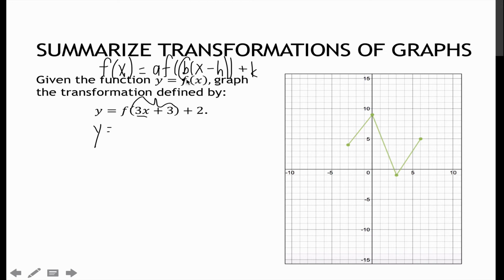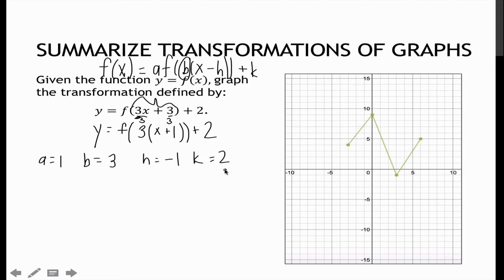So this b value needs to be a value that is factored out of both of the values inside the parentheses. So in this case, I have f, and then I'm going to take a 3 out of everything. So this is 3 times x plus 1. So I've divided this by 3 and divided this by 3 to take the 3 out, and then plus 2. So now my b value is 3. My a value is, of course, 1. This 1 is actually my h of negative 1, and then k is positive 2.